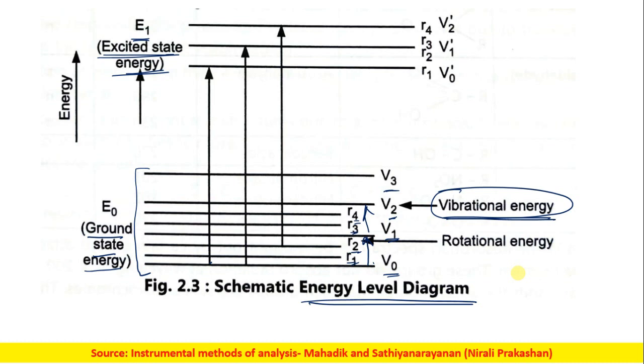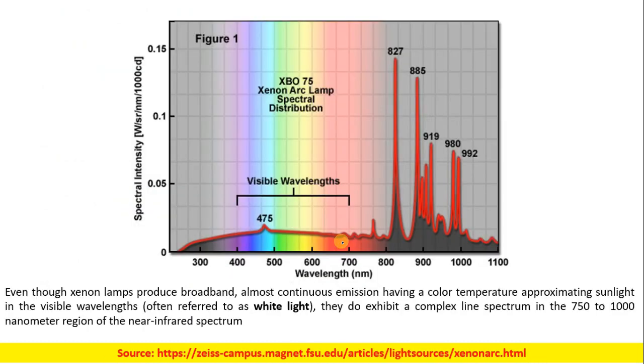In the rotational energy levels, what happens? The energy transition is much lower than the vibrational levels, because if you see, the distance is quite smaller. Okay. So in rotational energy levels, you will be having the requirement of quite low energy content. Okay. So this is the spectral diagram of a xenon lamp, which is usually used in both visible light and near IR spectroscopic technique. Okay.